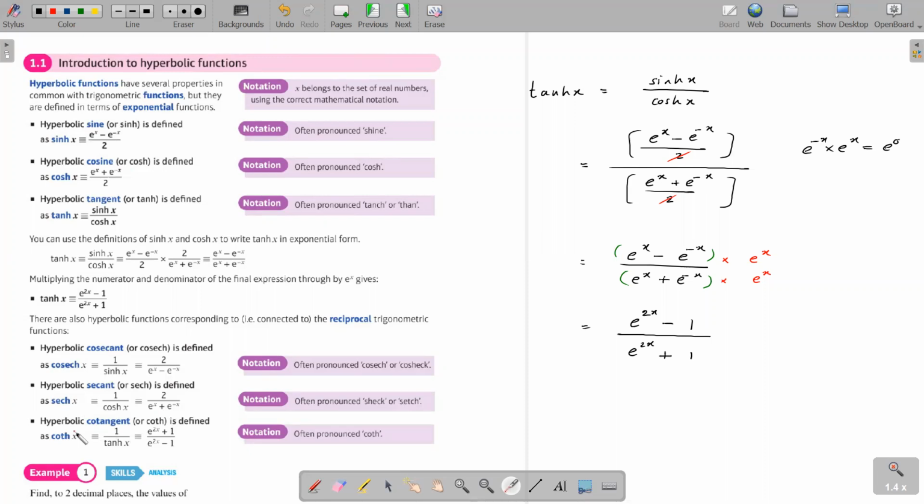And then finally, the hyperbolic cotangent, we say it as coth x. That is 1 over tanh x. Right, guys? So you simply take the reciprocal of it. So these are the hyperbolic functions that you need to know. We are going to be looking into the properties of these, all the properties and the graphs, in the next part of the lesson.